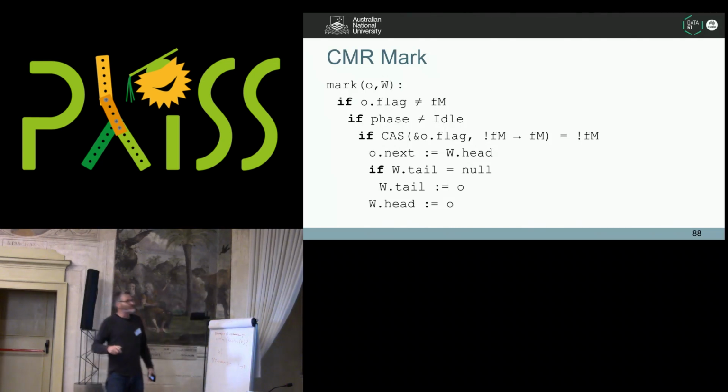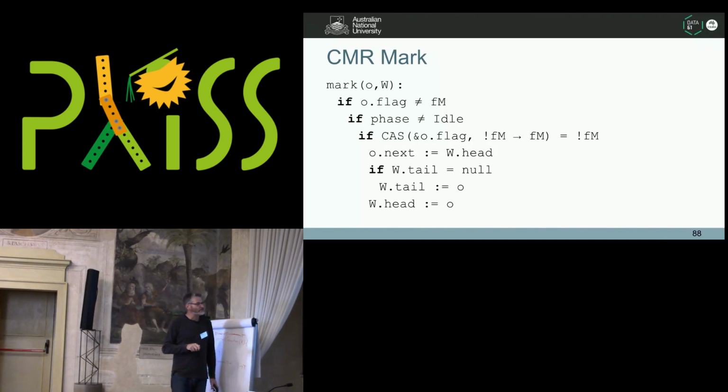So the marking of an object is achieved by an atomic operation. This is a compare and swap, where we are attempting to change the flag from not marked to marked, and we ensure that that transition occurs by checking that the result of that CAS is not marked. That's the old value. The old value is not marked, and in fact, we won the race to do the marking. If we won the race to do the marking, then we can stick this object onto our local work list.